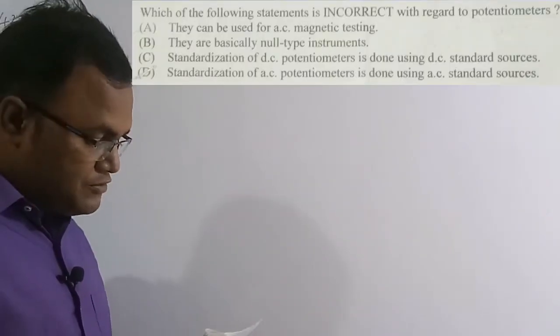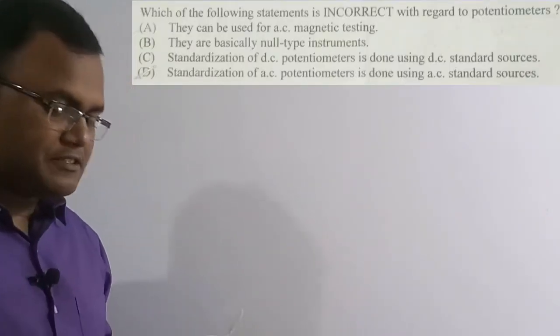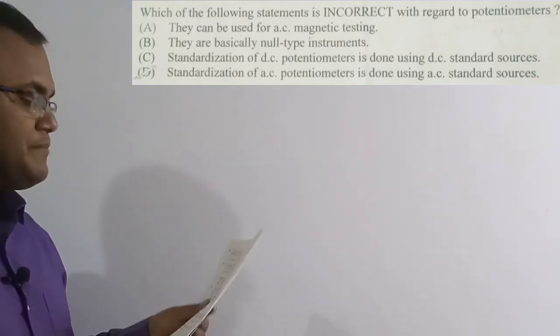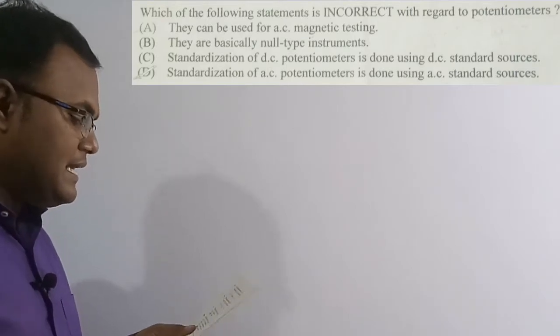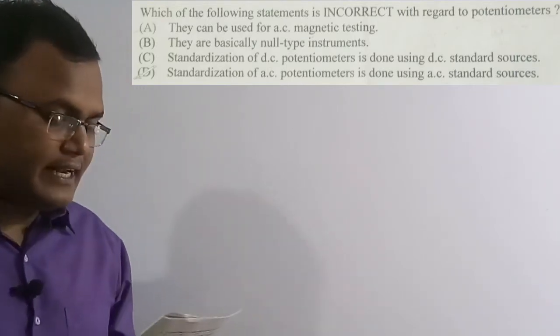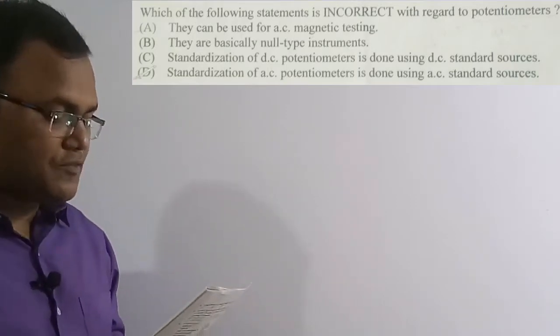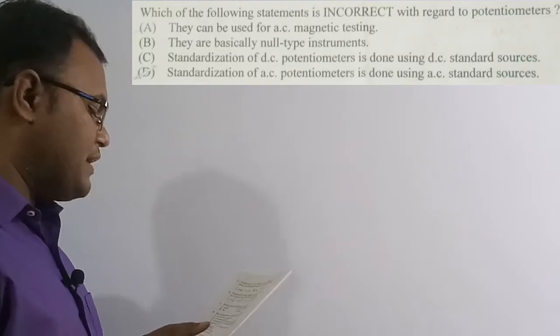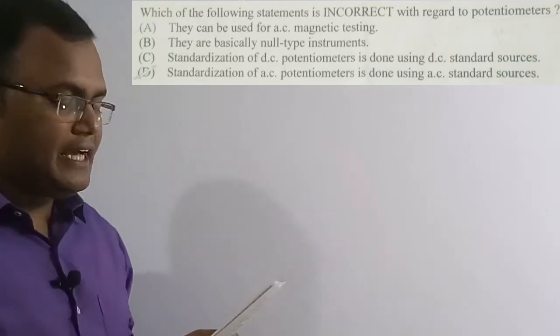Now we are going to solve the 42nd question. See the question here: which of the following statements is incorrect with respect to potentiometers? In potentiometers, what is the incorrect statement among the 4 options? Option A, they can be used for AC magnetic testing. Option B, they are basically null type instruments. Standardization of DC potentiometers is done by using DC potentiometers, and standardization of AC potentiometers is done by using AC sensors.